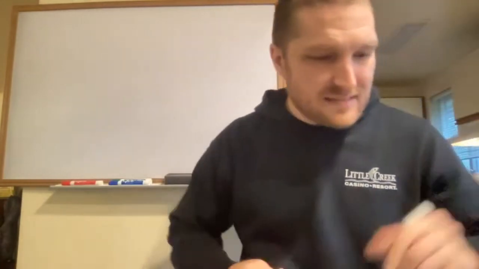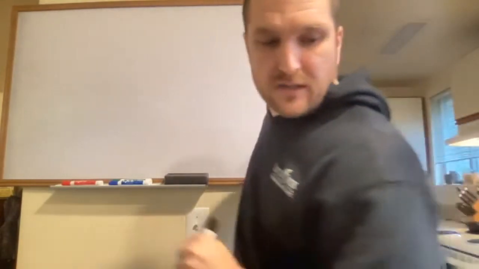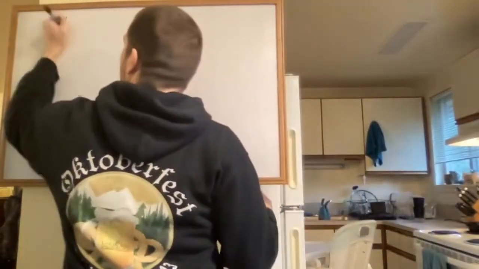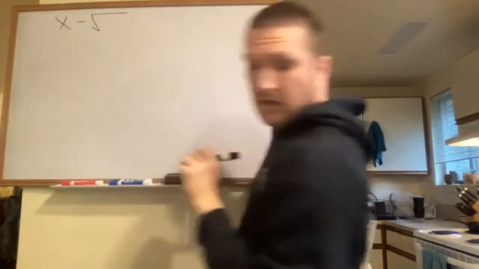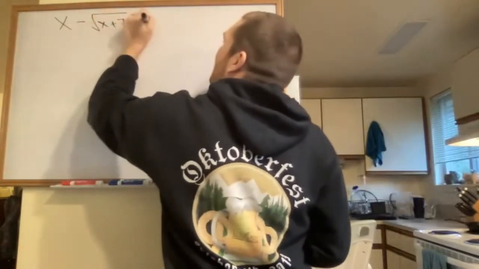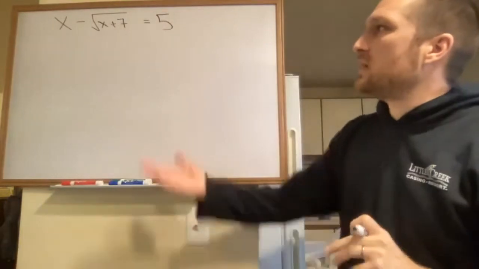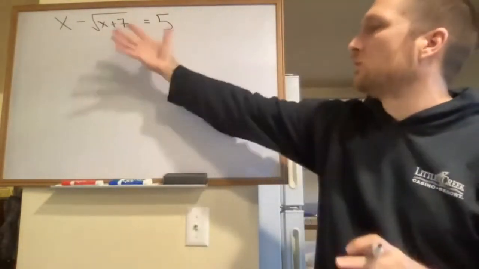So one last example, and this was actually an example from the book. This was example 3 in the chapter, and it's x minus the square root of x plus 7 equals 5. So this is the only thing we haven't talked about yet. It's where we have x's and square roots.